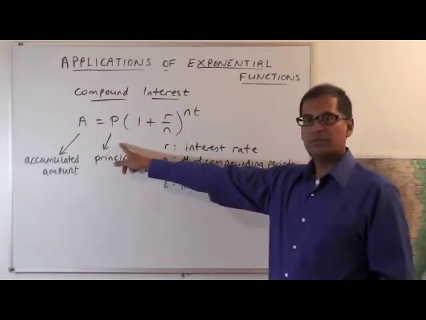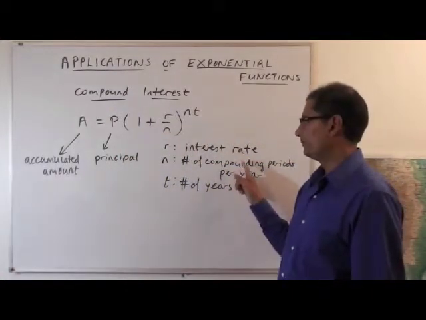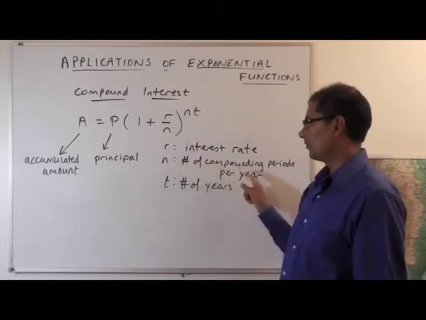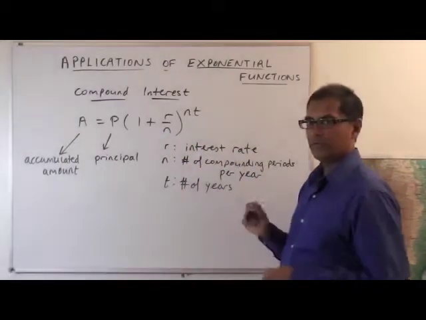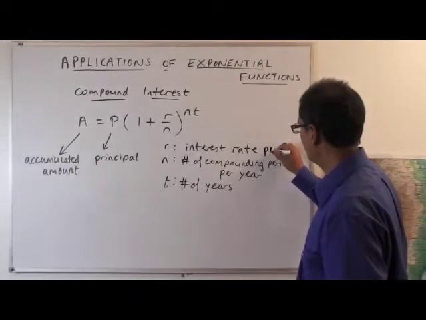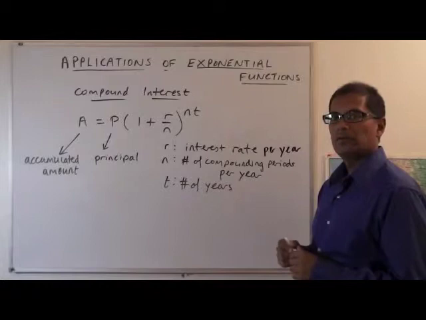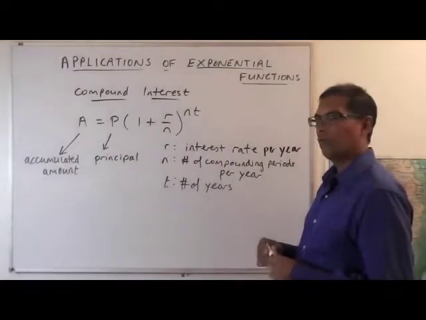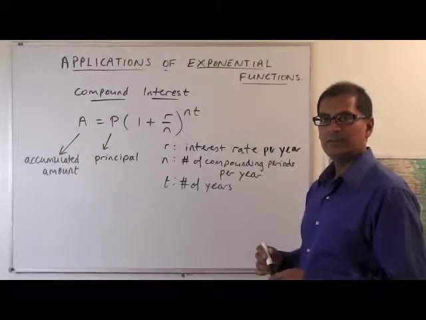P is the principal, the initial deposit. r is the interest rate per year. n is the number of compounding periods per year. And t is the time in years. So using this formula, we can figure out what an initial investment will grow to in so many years. So let's take an example.